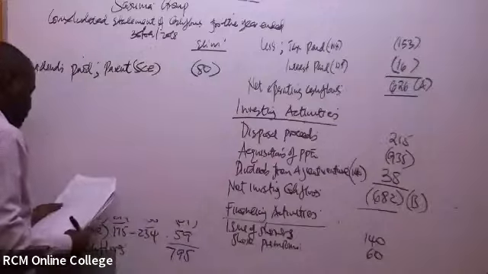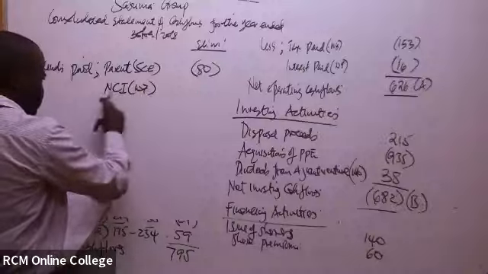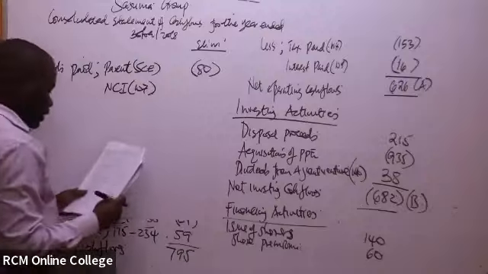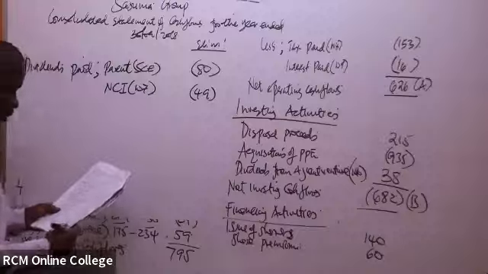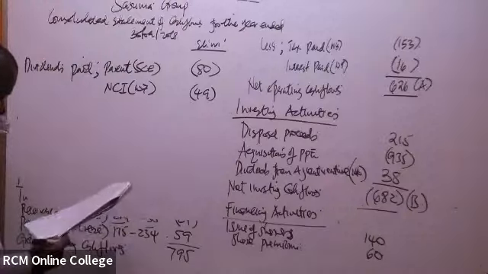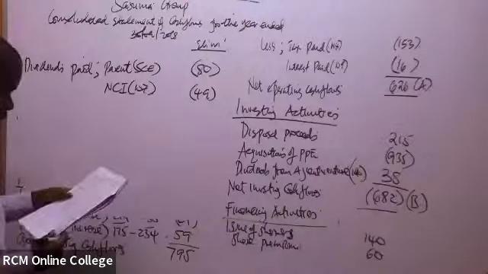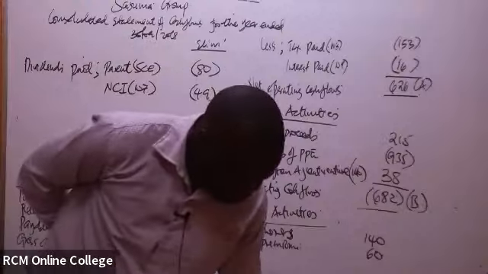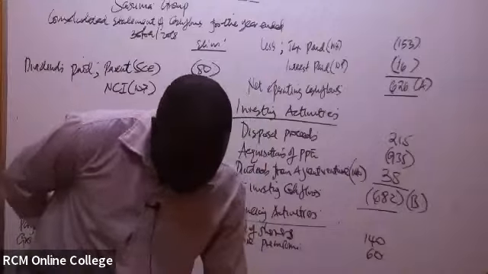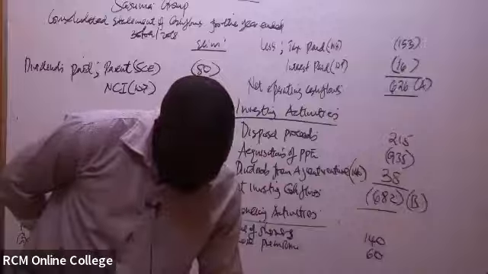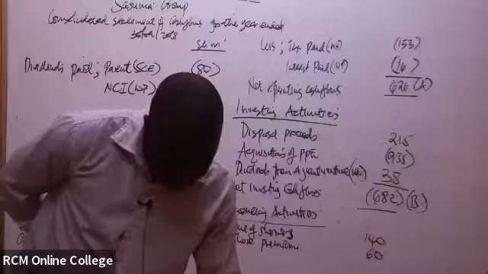Then in this case, you have dividends paid by the non-controlling interest. This one you've been able to do under working 7, under the NCI account. So we got in this case a figure of 49. Was it 49? I think it was 49. So I think those are the only items that you'll be able to have under financing activities.